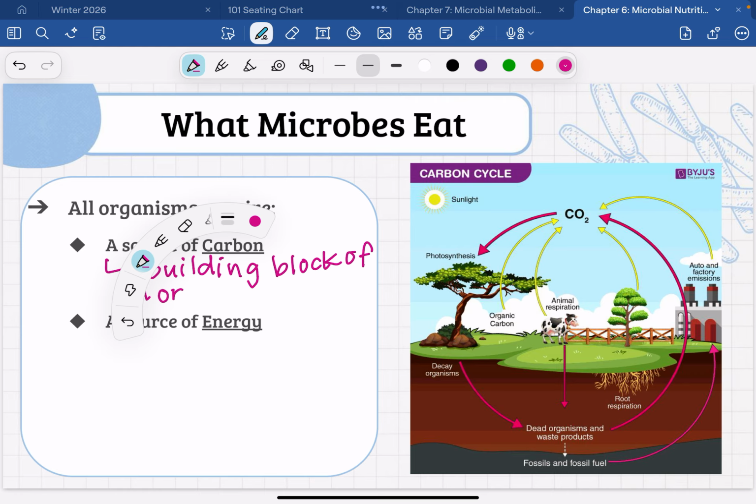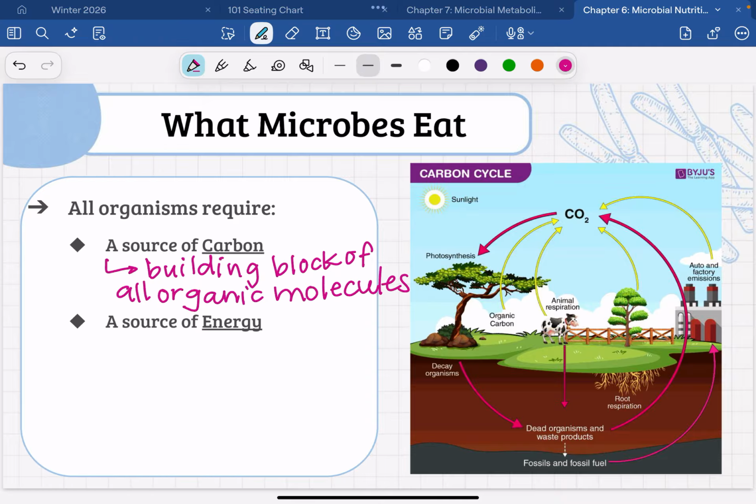There we go. So all organisms require a source of carbon, and carbon is an element that is the building block of all organic molecules. Okay, so all of those macromolecules that we talked about, DNA, proteins, lipids, carbohydrates, the base element and the most common element in all of those molecules is carbon. And in order to survive, every organism has to have a way of building these molecules. Without the carbon, they cannot build macromolecules. So they have to have a source of carbon.